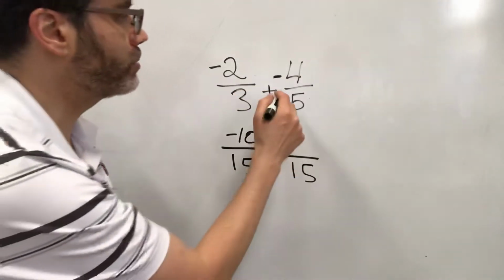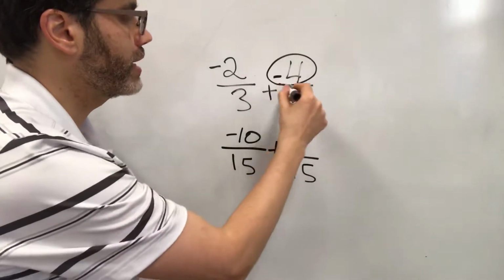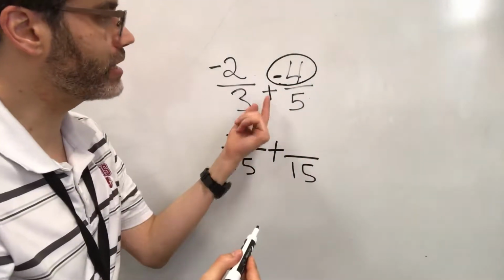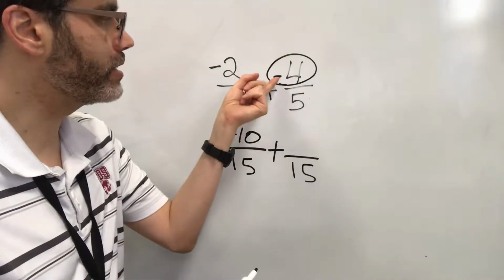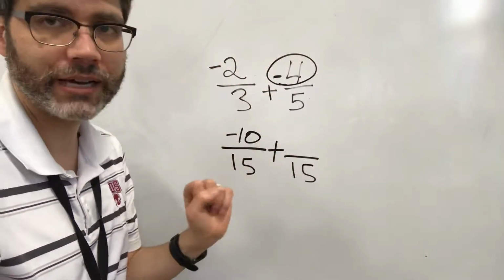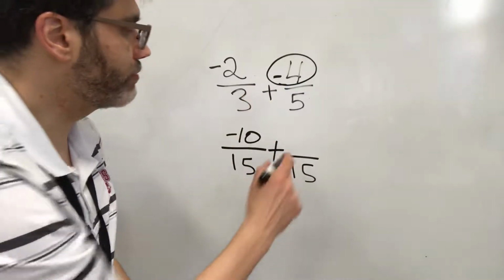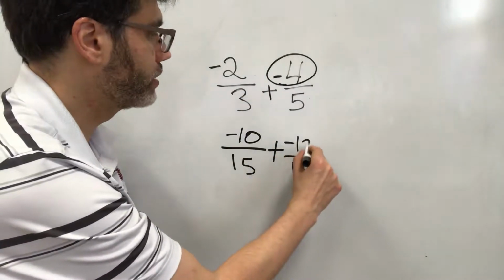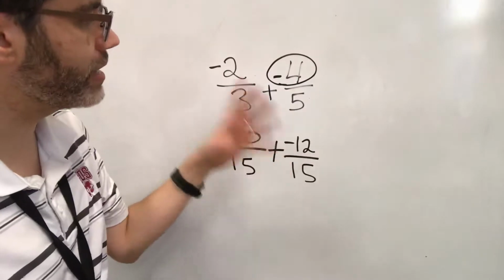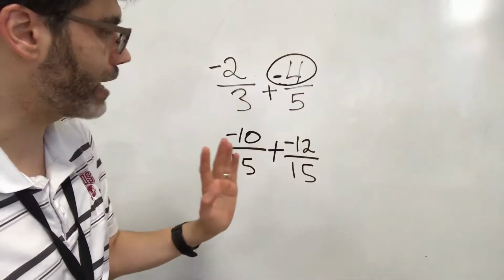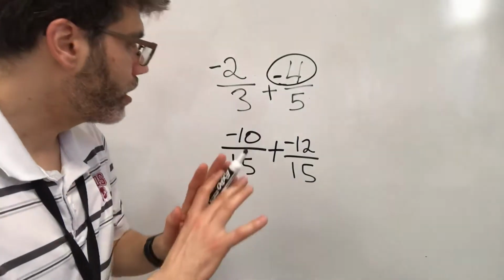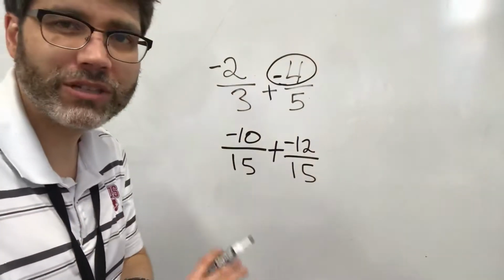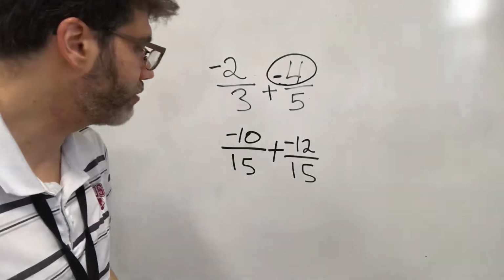Okay, now 3 times 5 is 15. So now I'm going to multiply 3 times negative 4. So that's why I did this plus negative, because now it's obvious that I really want this negative to come down here as well. So 3 times negative 4 is going to be negative 12. So negative 12 fifteenths is equivalent to negative 4 fifths. Okay, now we just go ahead and do our addition like we would with any other kind of fraction problem.